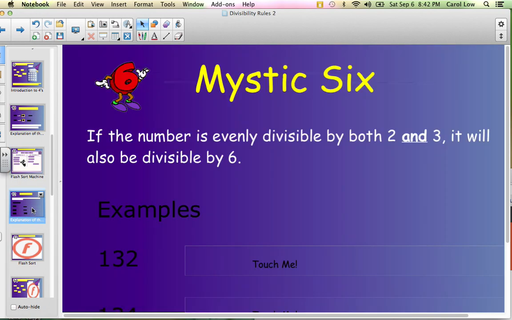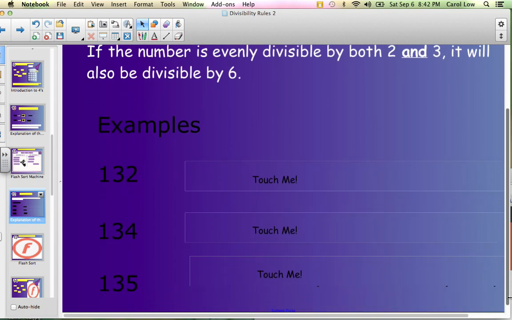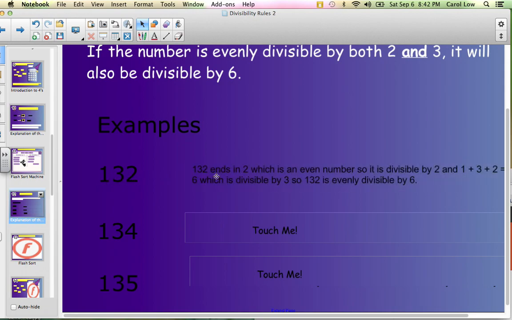Okay, let's look at the next one. We're on to 6, the mystic 6. If a number is evenly divisible by both 2 and 3, it will also be divisible by 6. Write that down in your notebook because you are going to be tested on these divisibility rules. So let's look at our examples. This is even, so it's divisible by 2. And then our rule for 3: 3 plus 2 is 5 plus 1 is 6. That's divisible by 3. So this should be divisible by 6. Yep, it's divisible by 6.